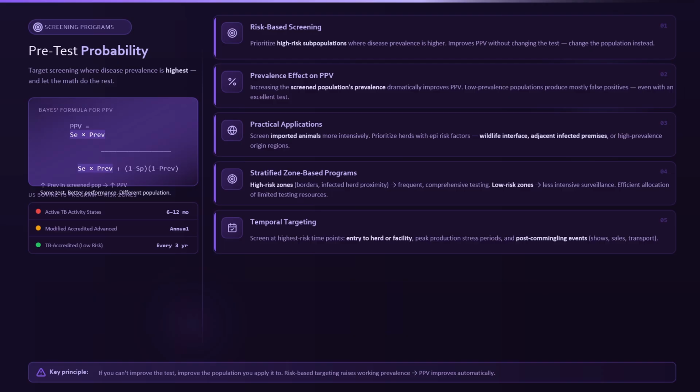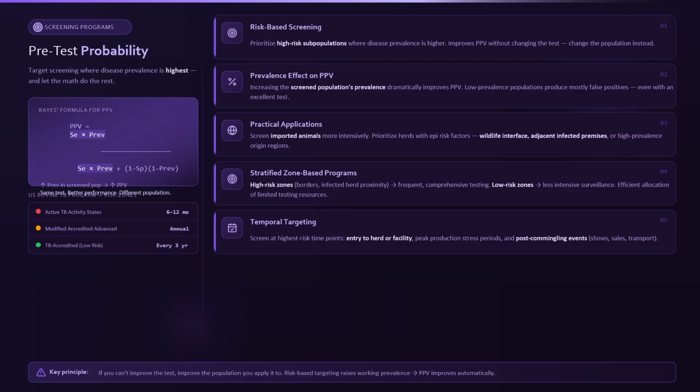You can formalize that geographically with stratified, zone-based programs. The U.S. Bovine TB program is the model. States with active TB get tested every 6 to 12 months. Modified accredited advanced areas test annually, and fully TB accredited low-risk areas only every 3 years. Intense surveillance where the risk is, a lighter touch where it isn't. That's how you spend limited testing dollars well.